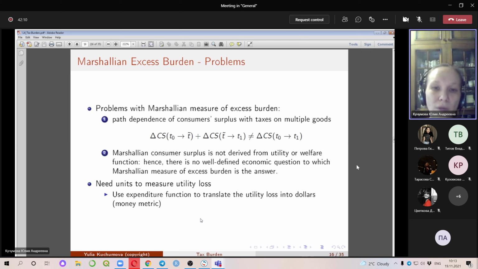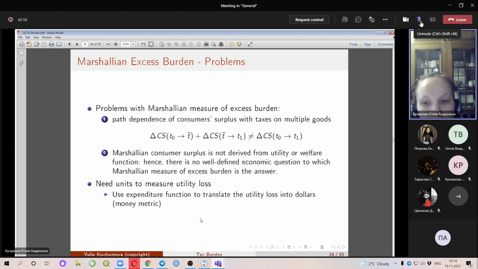Say to make it so that people experience not that sudden change in the tax rate or something like that. Say, make a change not from T0 to T1, but through some intermediate level, T2, let's call it. Then if we calculate the change in the consumer surplus from T0 to T2 plus the change in the consumer surplus from T2 to T1, it would not be equal to the change in the consumer surplus from T0 to T1.